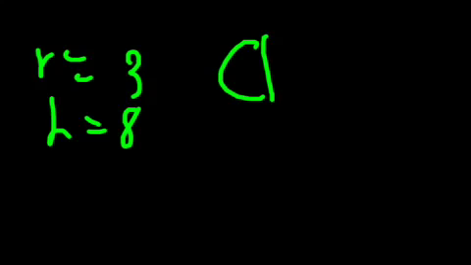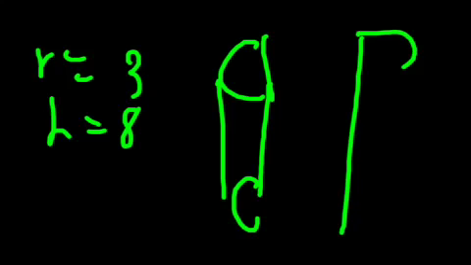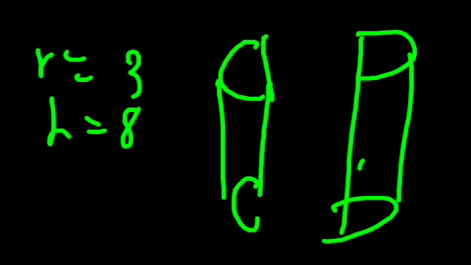So we need to know the radius is 3 and h equals 8. First we can draw a diagram to help us. So it's to be cut in half like this, sort of semicircular, and then we've got another one like this.